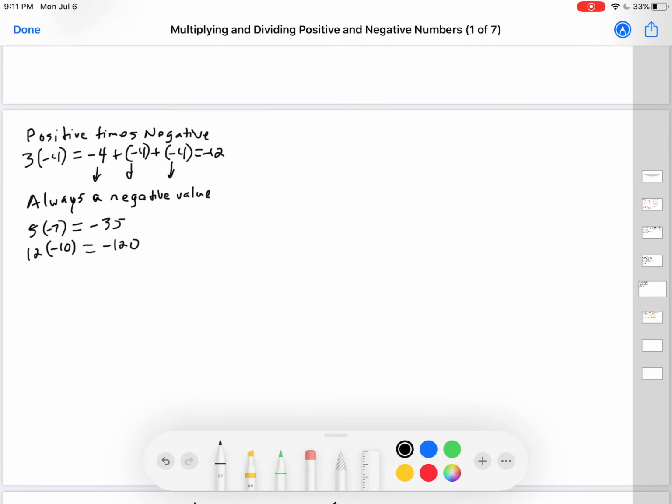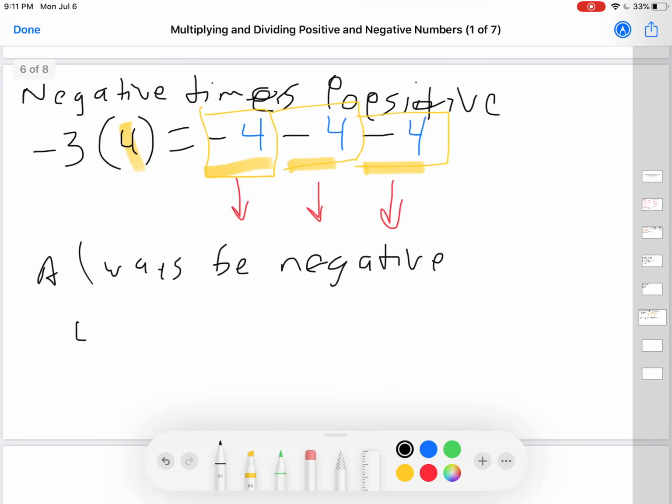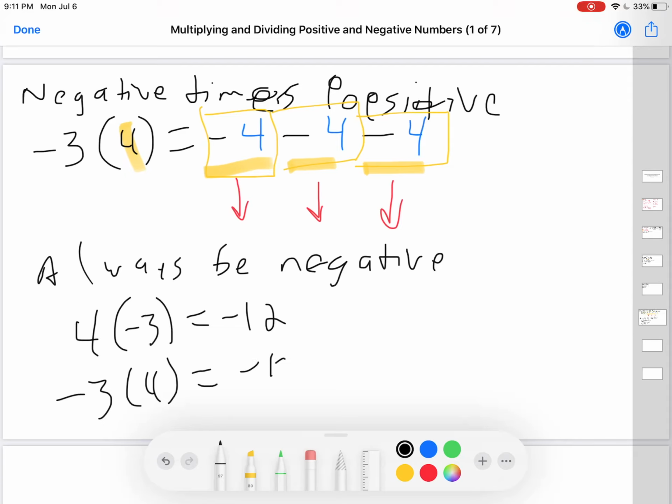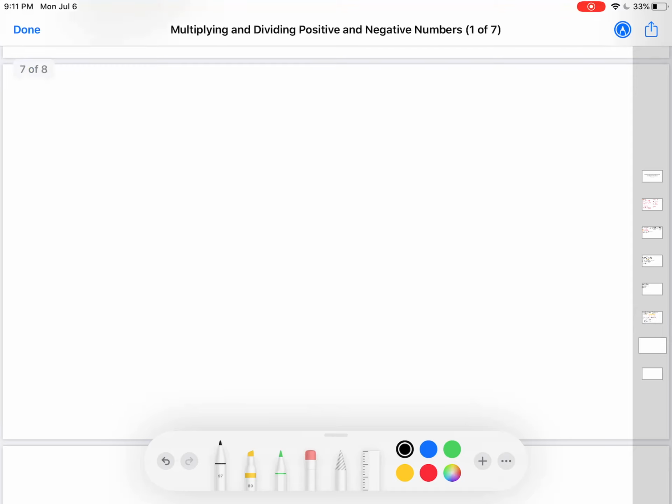And that makes sense, doesn't it? After all, multiplication has to be commutative property. If 3 times negative 4 is negative 12, then 4 times negative 3 would be negative 12, and therefore negative 3 times 4 would also have to be negative 12. Simple, simple, simple, right? Okay, let's get a little weird. Now we're going to talk about the most complicated one. It's not hard, it's just complicated.